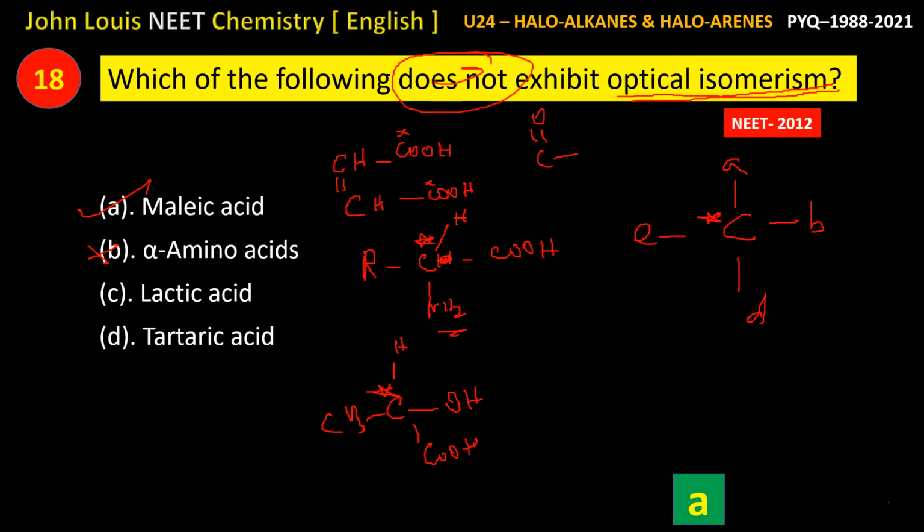What about tartaric acid? Tartaric acid also, so C, H, COOH, OH, and here also you can write H, OH, COOH. So here it has two chiral carbons. This carbon is bonded to 4 different groups, and this carbon is also bonded to 4 different groups. Therefore it also exhibits optical isomerism, so it is not the correct answer, because they are asking which one does not exhibit. Therefore malic acid is the correct answer, so option A is correct.